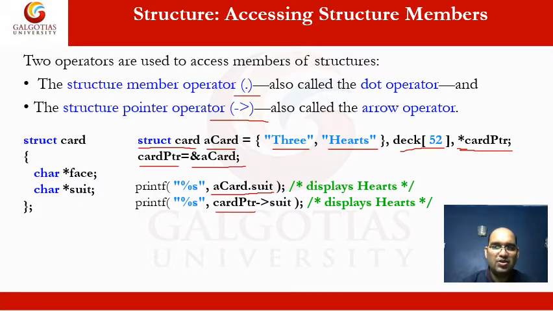And if I want to access the value from card ptr, card ptr is a pointer, but it is pointing to the same structure, that is a card. So if I want to access the member using this pointer variable card ptr, then I have to use the arrow operator over here. So I have to write card ptr arrow suit. It will access the value of the member which is stored at this particular address location. So it will also display hearts.